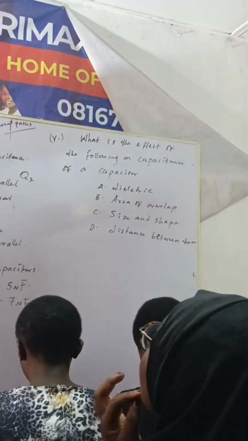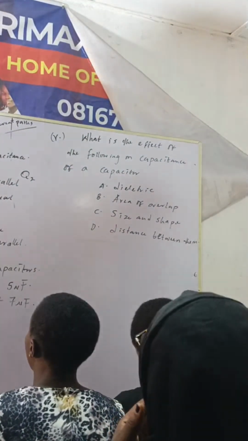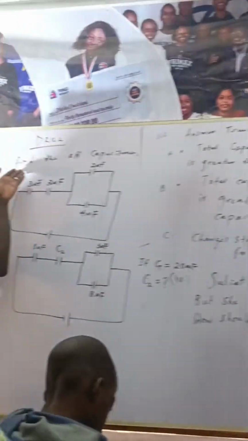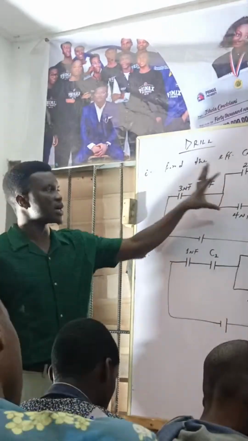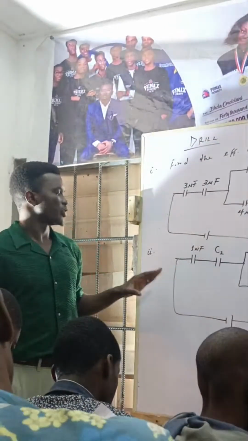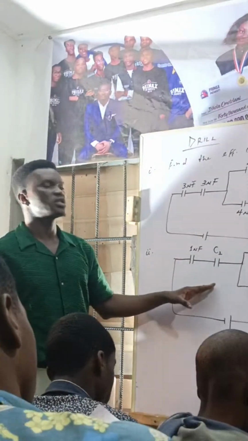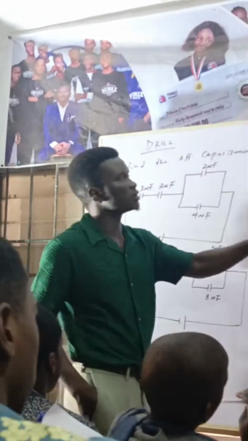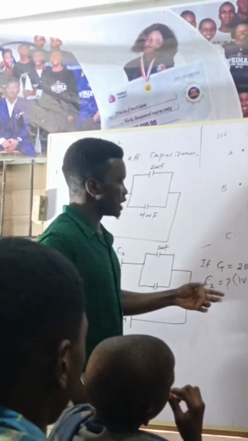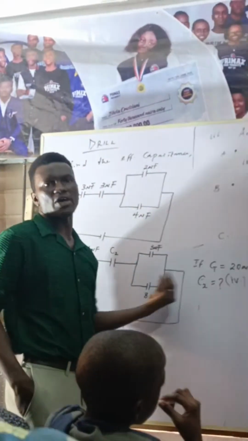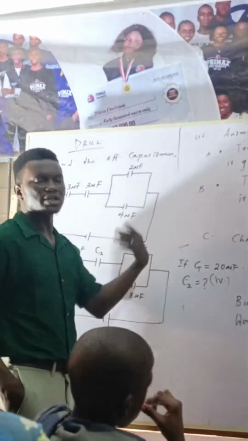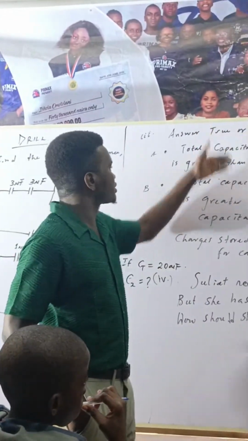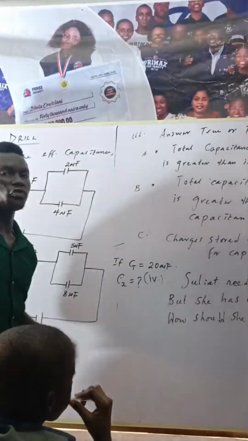So for the first question, find the effective capacitance in this place. For the second question, find C2, if the total capacitance is 20 microfarad. Then for the third, I only gave this 20 microfarad, so I don't know what your answer might be. I just give those values off hand. So for this one, say if it is true or false.